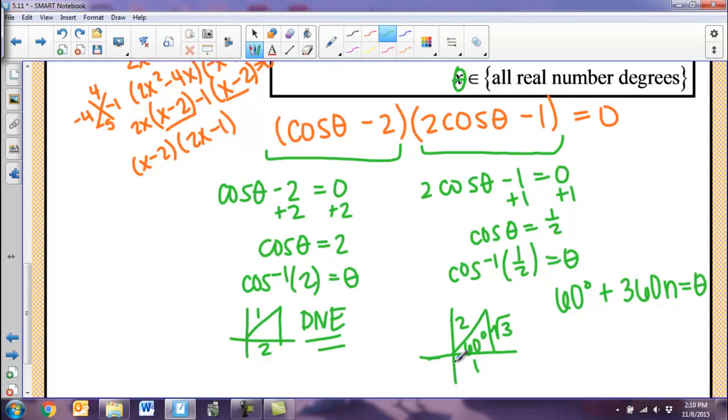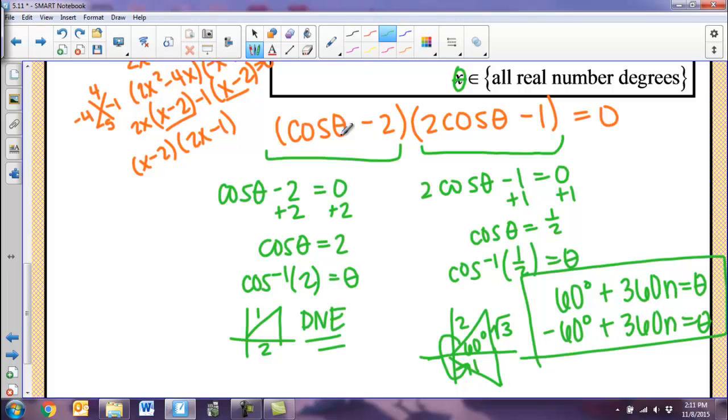Again, I've got to think about where else cosine is positive. All students take calculus, so down here in quadrant 4. And I know I can do this two ways. I could write negative 60 plus 360n, or I could go all the way around and write 300 degrees plus 360n. Okay, but I'm just going to write negative 60 because I'm lazy. And since all they wanted was a general solution, we're good.